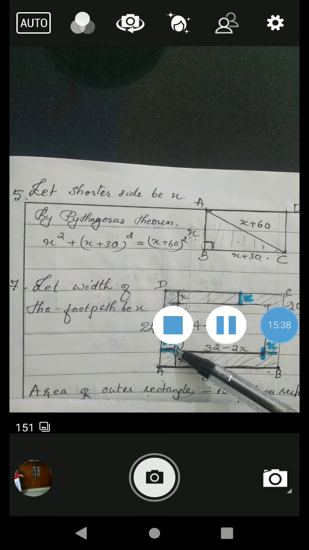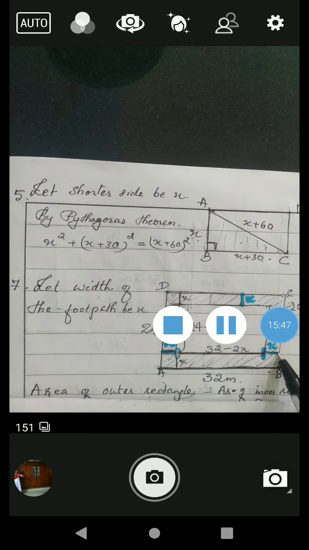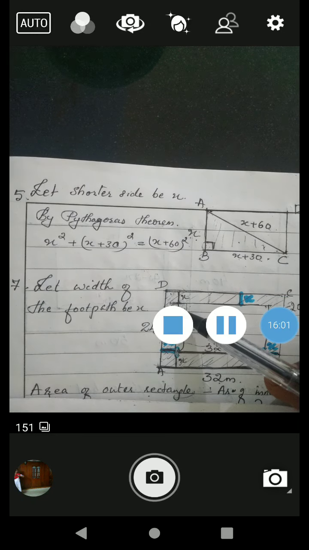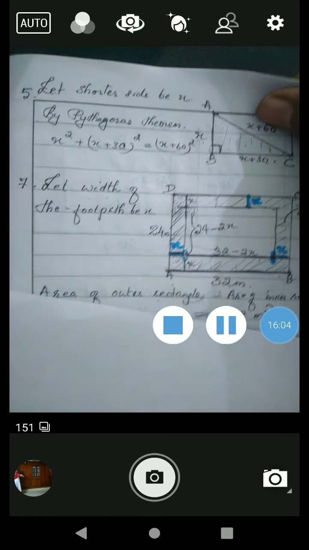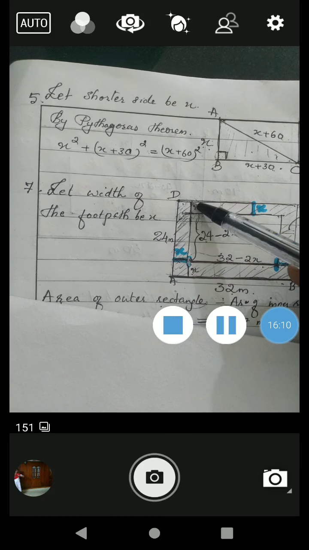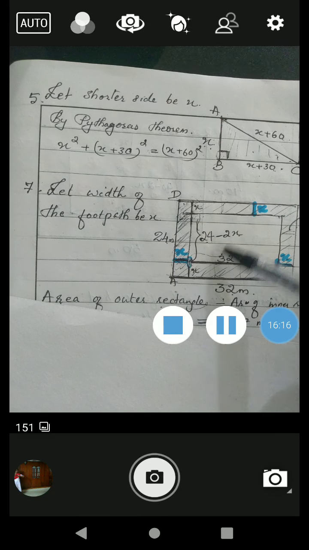Can you find the length and breadth of the inner rectangle? Here you can see this width is x, this also x, and this length is 32 meter. Therefore, what is this distance? It is obviously 32 minus x minus x, that is 32 minus 2x. Similarly, this part is 24, therefore minus x minus x, that is 24 minus 2x. So we get the length and breadth of the inner rectangle.